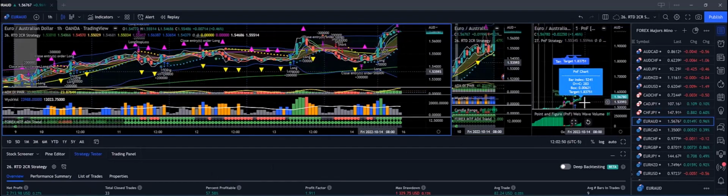Euro Aussie dollar, we have a price target of 1.83751 to the upside. Price action above the dragon. Flows relatively stable throughout the tactical picture to the upside with a profit of $2,713.